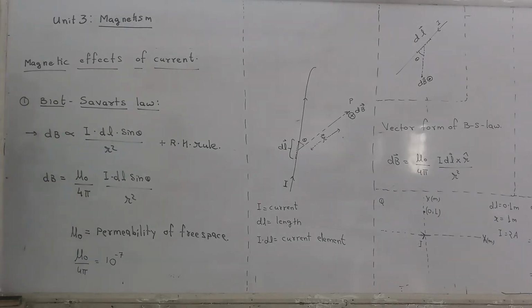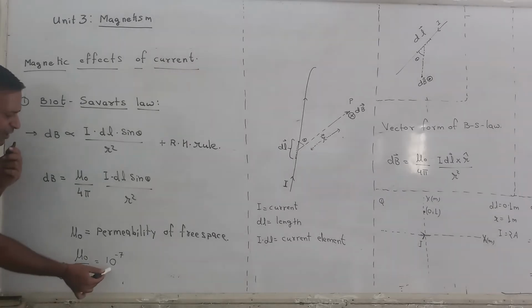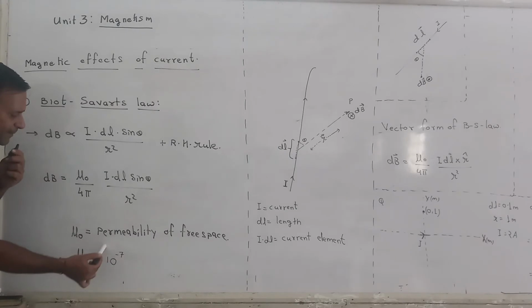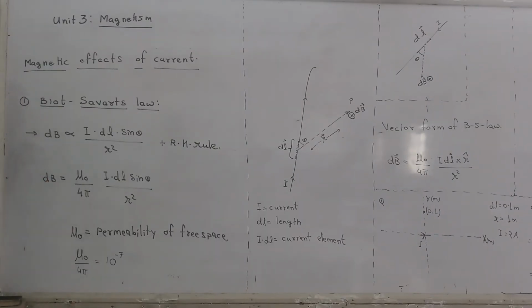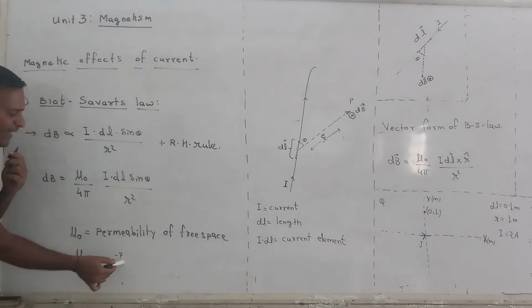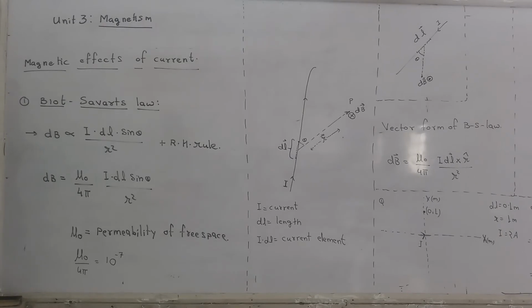Now this constant again has a particular value. This simple value mu 0 upon 4 pi is equal to 10 to the power minus 7. Okay, it has got some unit also. That unit we will discuss later on. But this is the numerical value of mu 0 by 4 pi, 10 to the power minus 7. Got this? This is the Biot-Savart law.